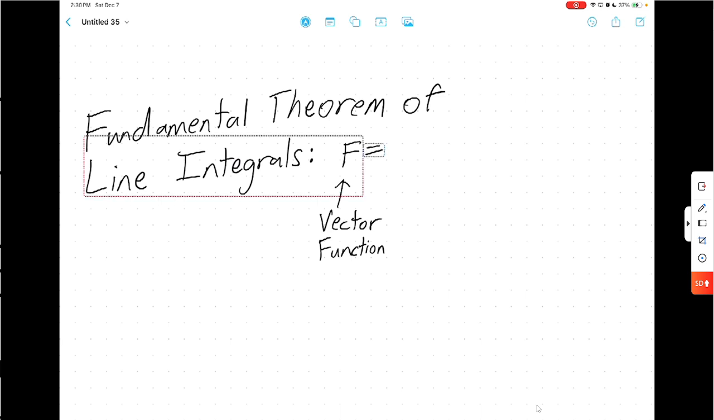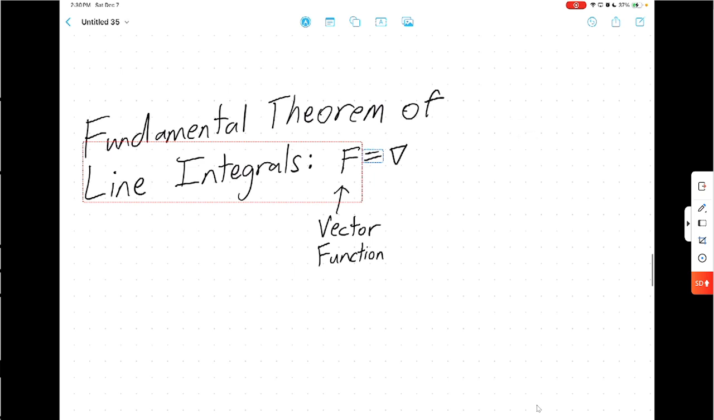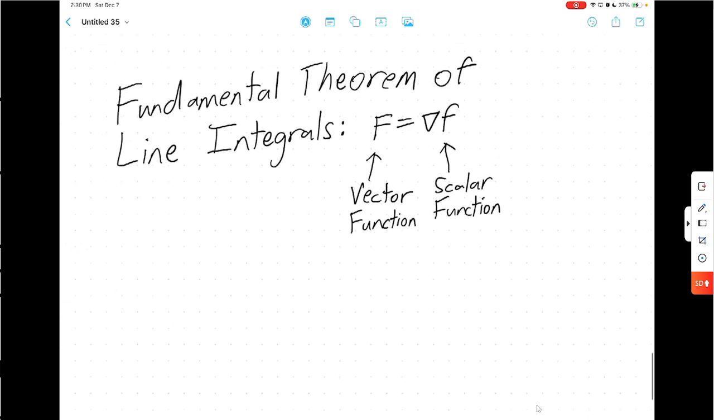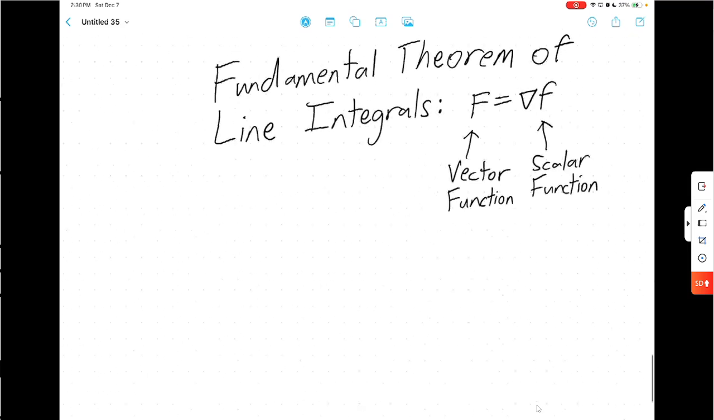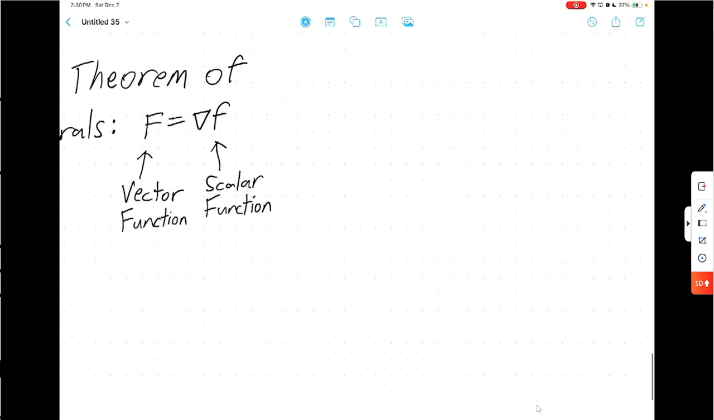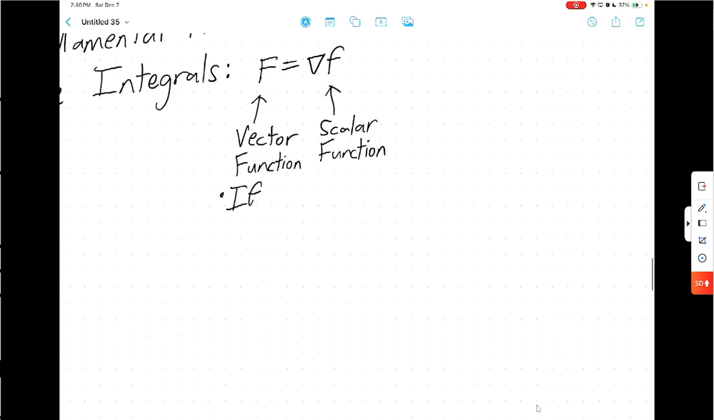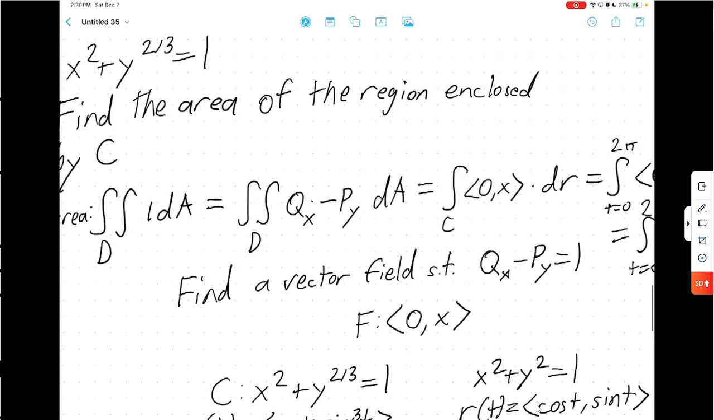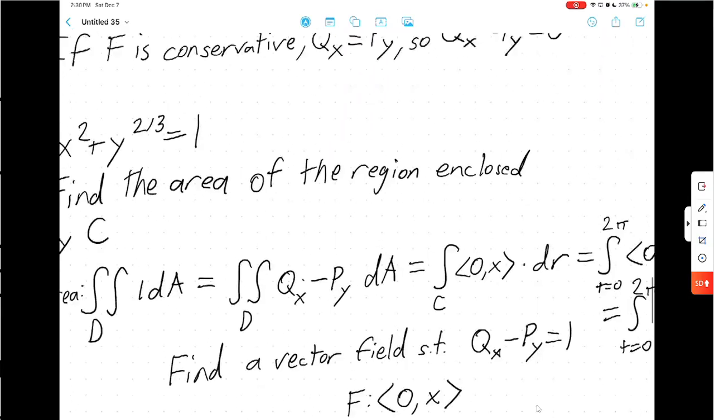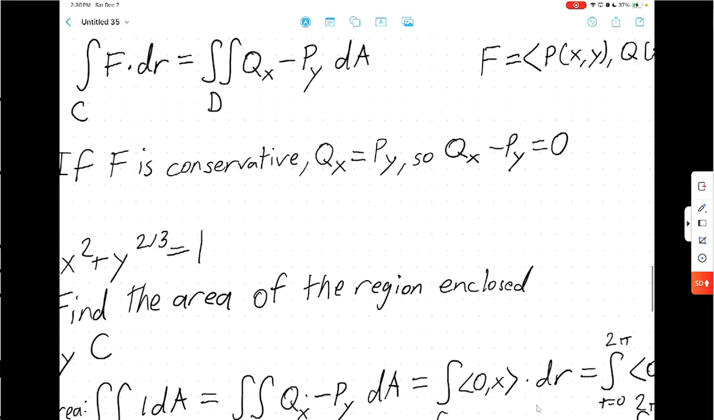capital F is always going to be a vector function, by the way, is equal to the gradient of some potential scalar function, little f. So I have F is equal to gradient of f. This is the only time where the fundamental theorem of line integrals will apply. The way this will be true is if F is conservative. So Green's theorem would say that for any simple closed curve, this whole thing becomes 0.